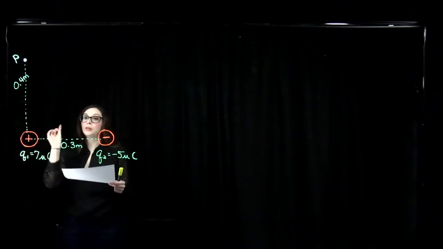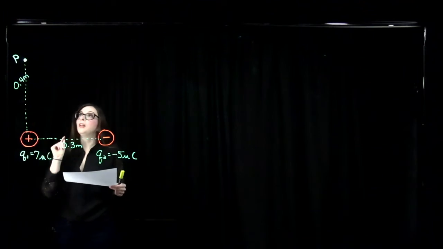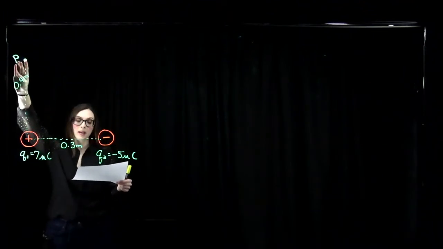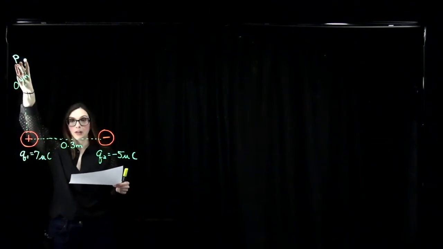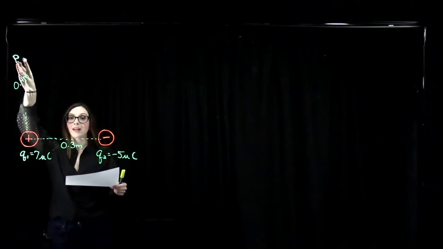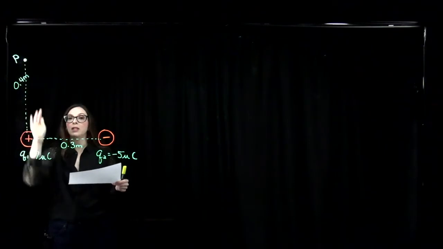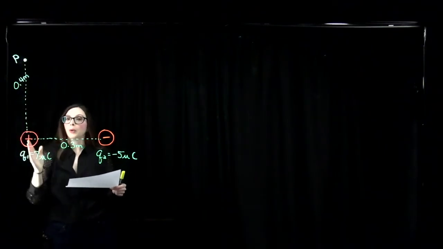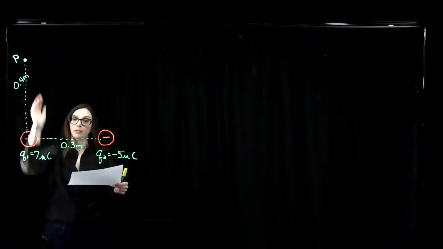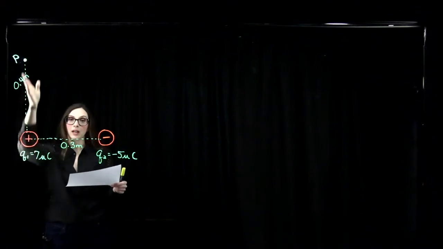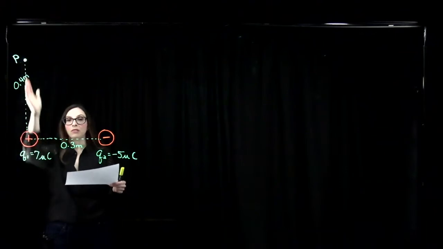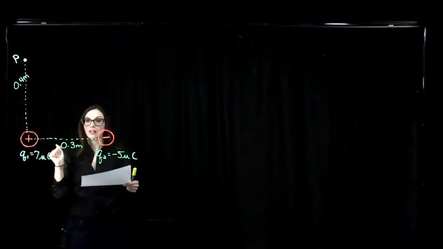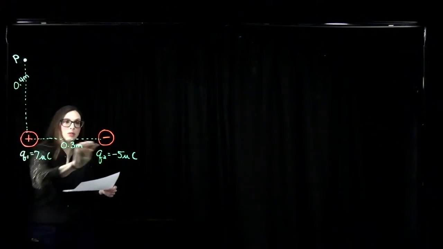Find the magnitude and direction of the electric field at point P, which has a coordinate of y equal to 0.4 meters. So if y is equal to 0.4 meters, the x component is 0, and we're only 0.4 meters above the origin right here along the y-axis. So at point P, we have to evaluate the electric field at this point due to these 2 charges.